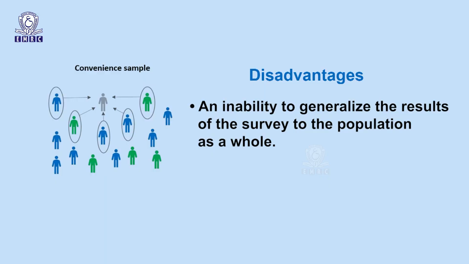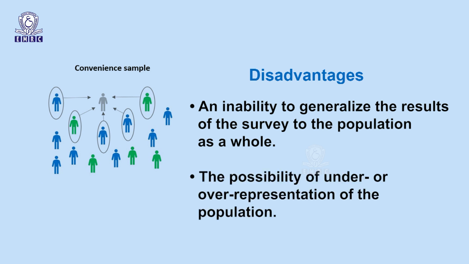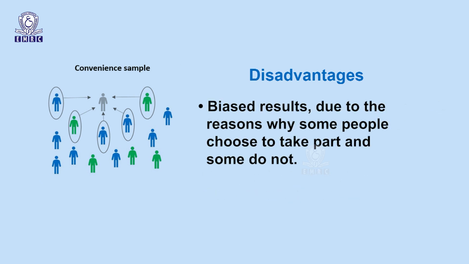The method cuts out a large part of the population. As a result, this leads to several issues like an inability to generalize the results of the survey to the population as a whole. The second one is the possibility of under or over representation of the population, and the results may be biased due to the reason why some people choose to take part and some do not.